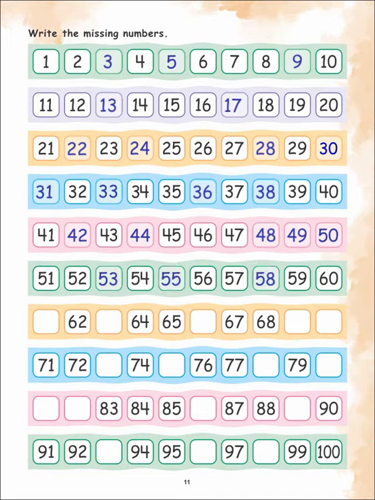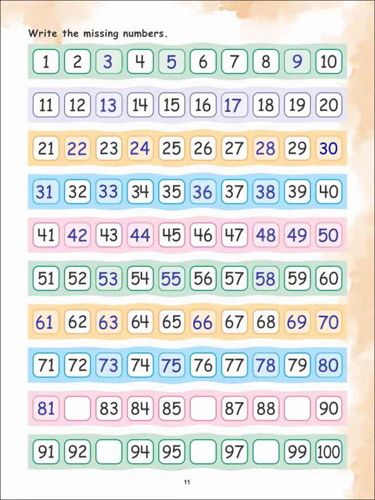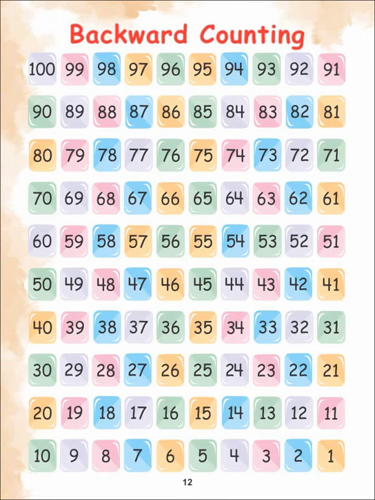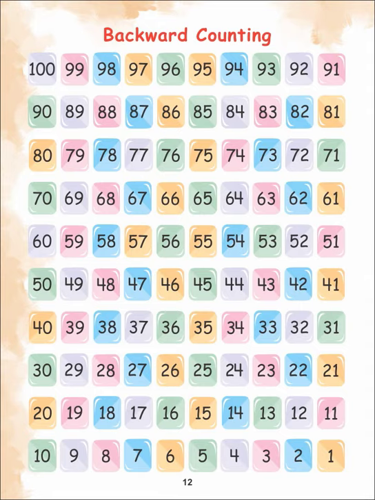3, 5, 9, 13, 17, 22, 24, 28, 30, 31, 33, 36, 38, 42, 44, 48, 49, 50, 53, 55, 58, 61, 63, 66, 69, 70, 73, 75, 78, 80, 81, 82, 86, 89, 93, 96, 98. We're counting back from 100.